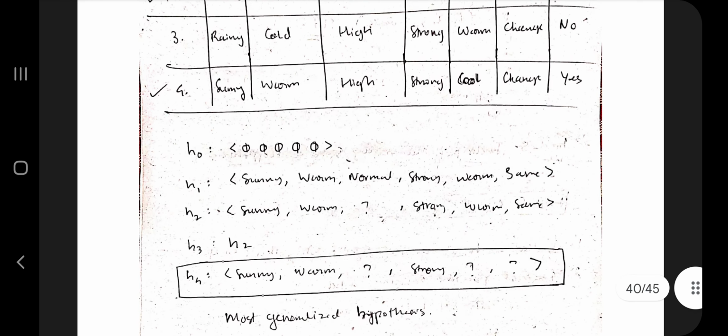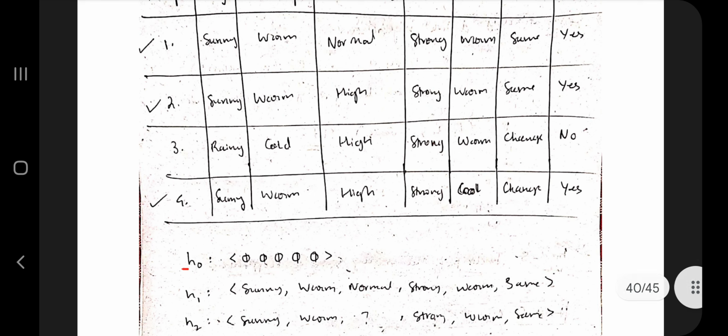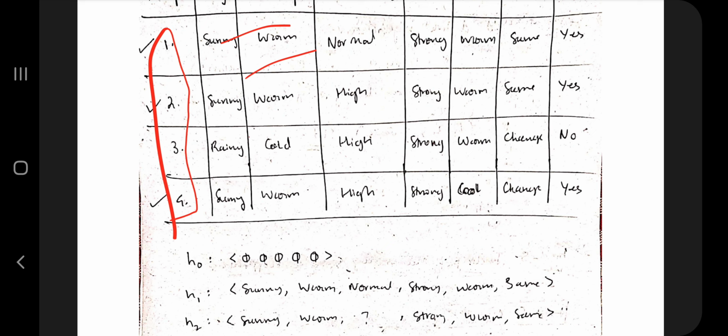After you have done that, you have to write H naught here. H naught is hypothesis 0. How many hypotheses will there be? Totally 4 hypotheses. For each of these you'll be updating the hypothesis, and your final answer will be h4.